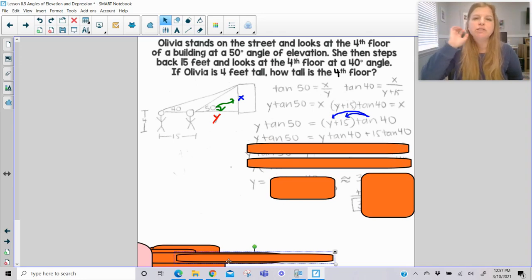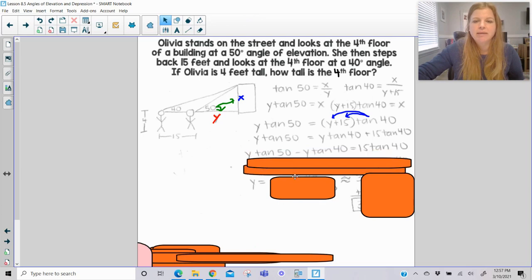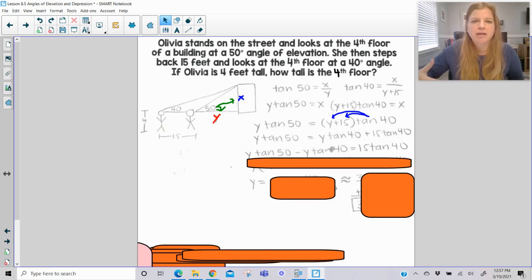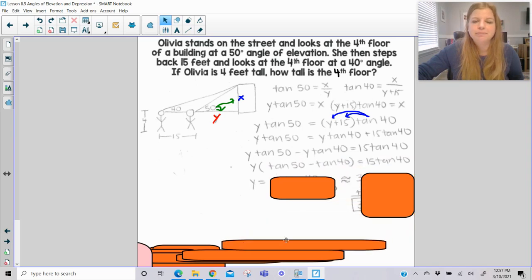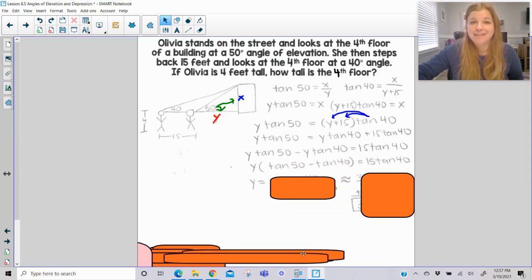So what we need to do is get the y's on the same side of the equation. So I'm going to subtract y tan 40 and send it to the left-hand side. So it looks like this. And now because they both have a y in common, think about factoring out that common factor of y. If I factor out a y from both of these terms, in parentheses, I'm going to be left with tan 50 minus tan 40. You're like, is this done yet?